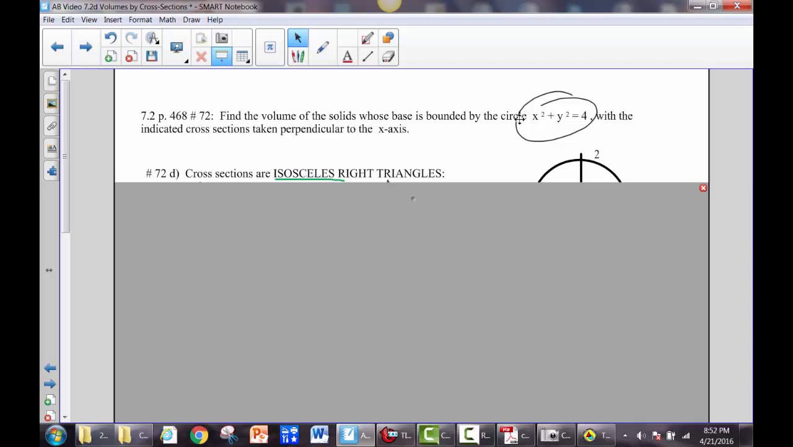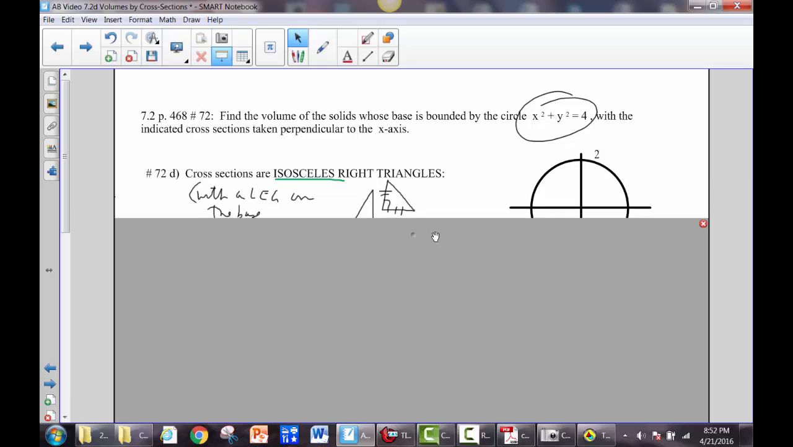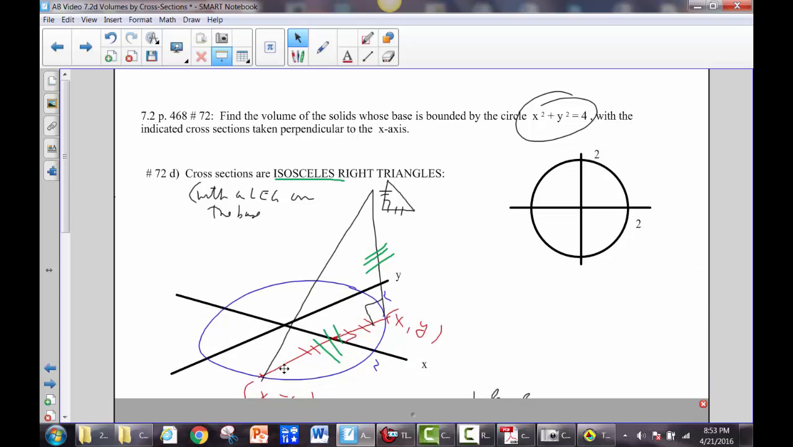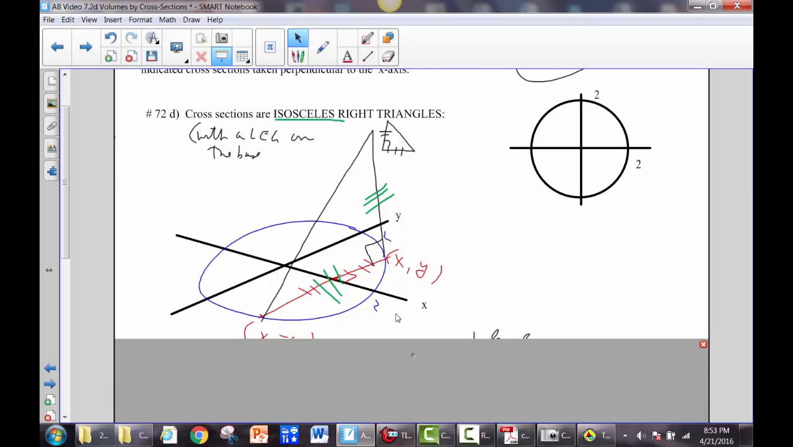Okay, again, circular base. The book is very unimaginative. It's the circle base, circle base, circle base. Now the cross sections are isosceles right triangles with a leg on the base. So here's what we have now. This segment right here, perpendicular to the x-axis, is now one of the legs of an isosceles right triangle. So here's the other leg, here's the hypotenuse, okay?